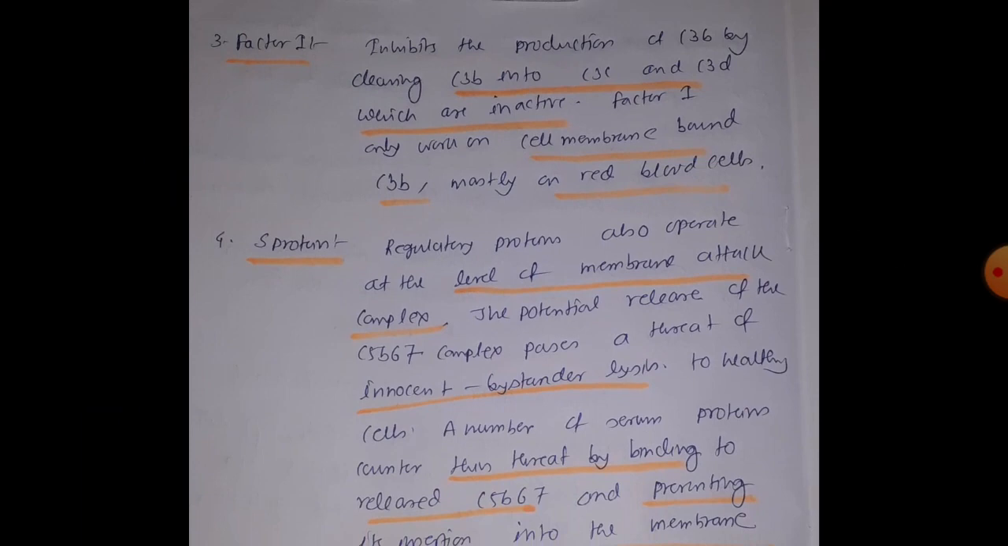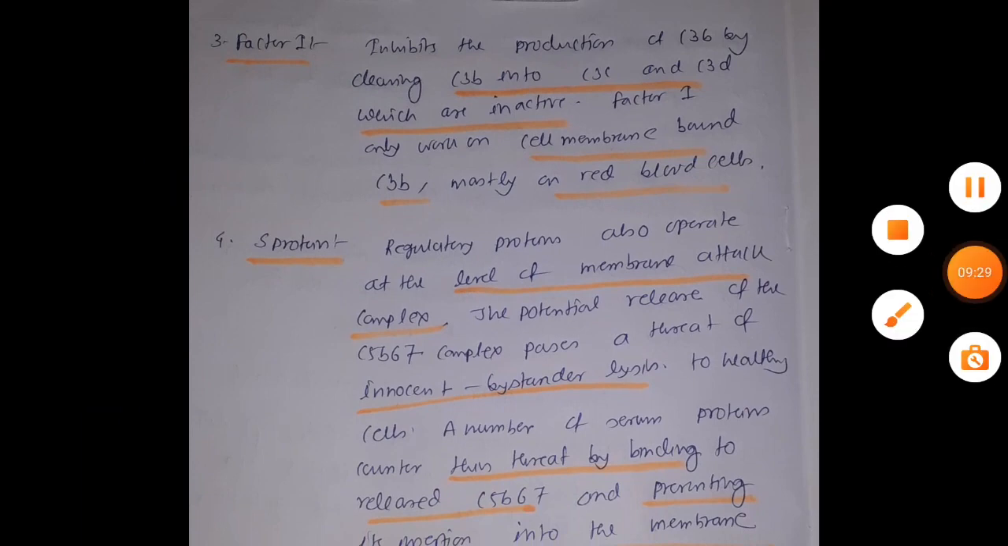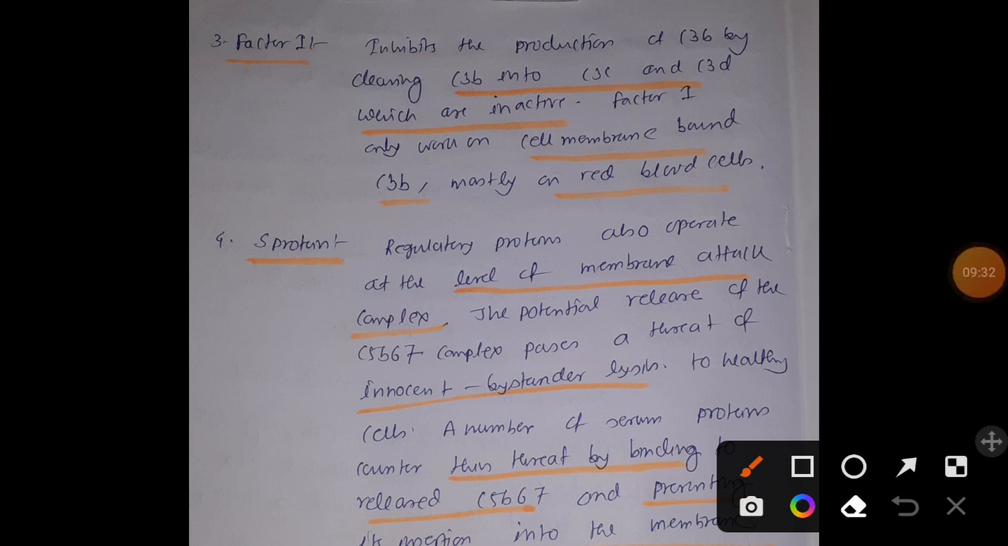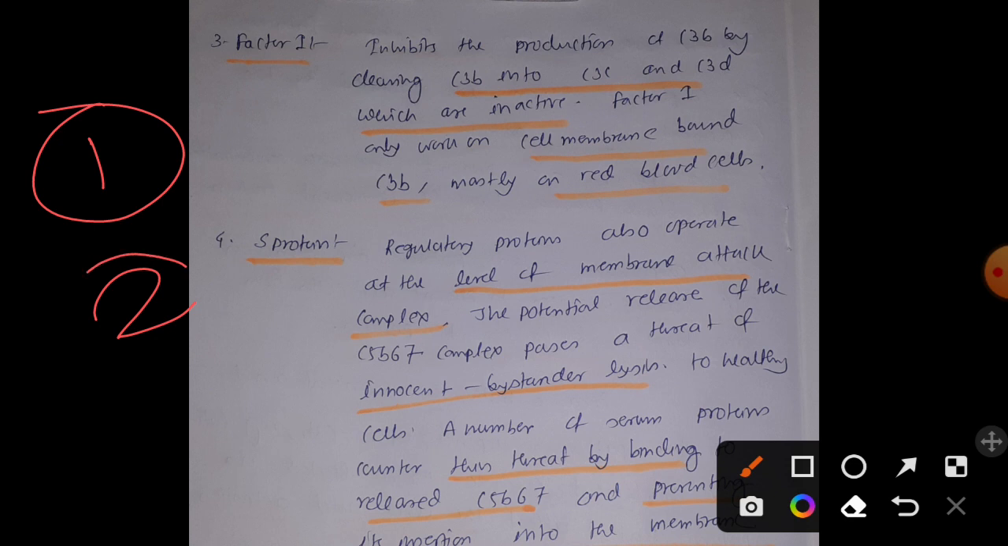So that is the fourth type of regulatory protein present that protects our self cell from complement proteins. First one is the C1 inhibitor that will inactivate the C1r and C1s. As a result, C4 and C2 cannot be activated. Second one is the factor H, or let's say protein H. This protein H is going to prevent the binding of factor B to membrane bound C3b, and as a result the factor B cannot be cleaved into B small b, which ultimately prevents the formation of C3 convertase.